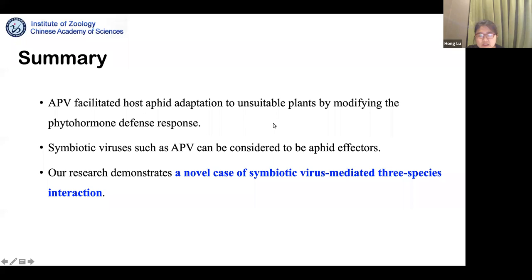But on the good fitness host plant Vicia faba, the survival of APV infected and APV free aphids has no difference. So no difference on life history. So no difference on timing of aphid development. Like, does it affect how fast they develop?